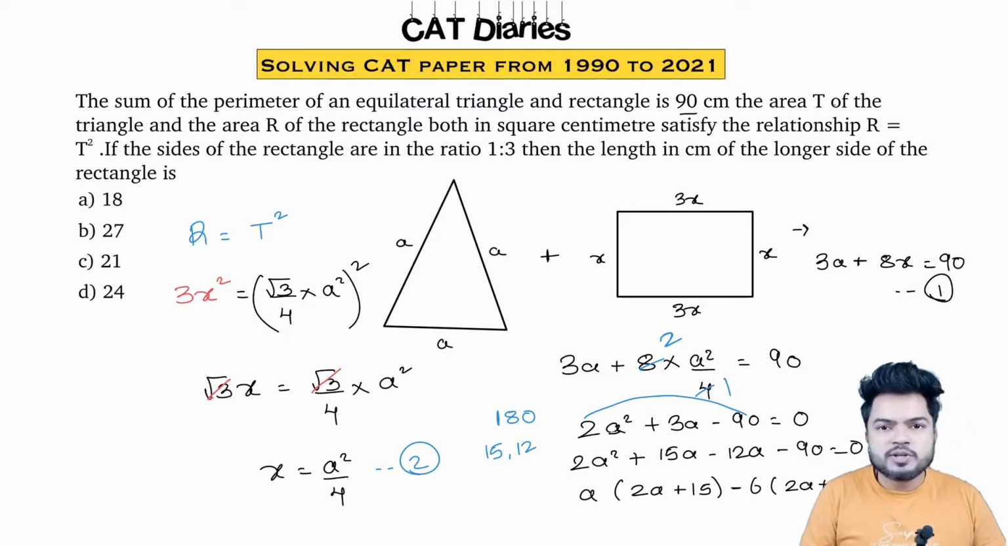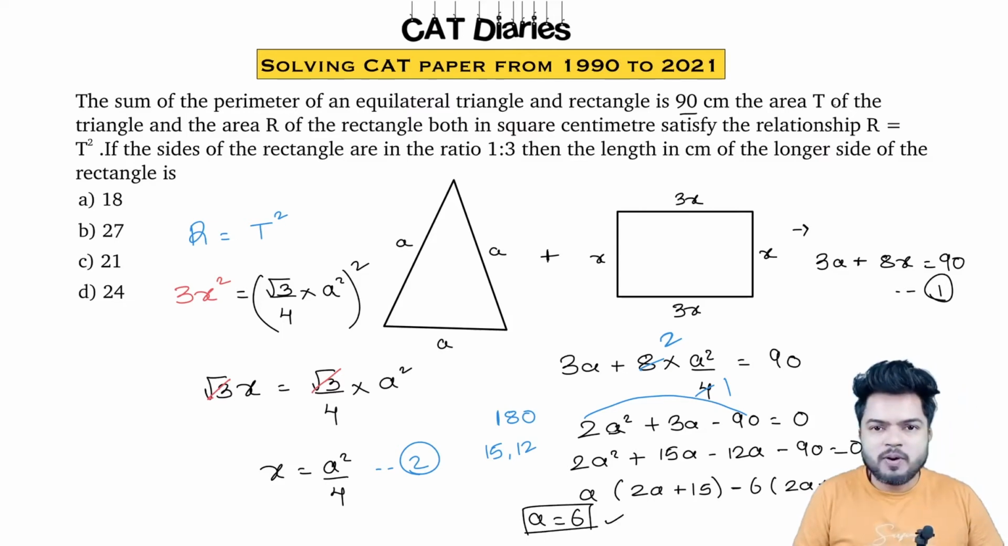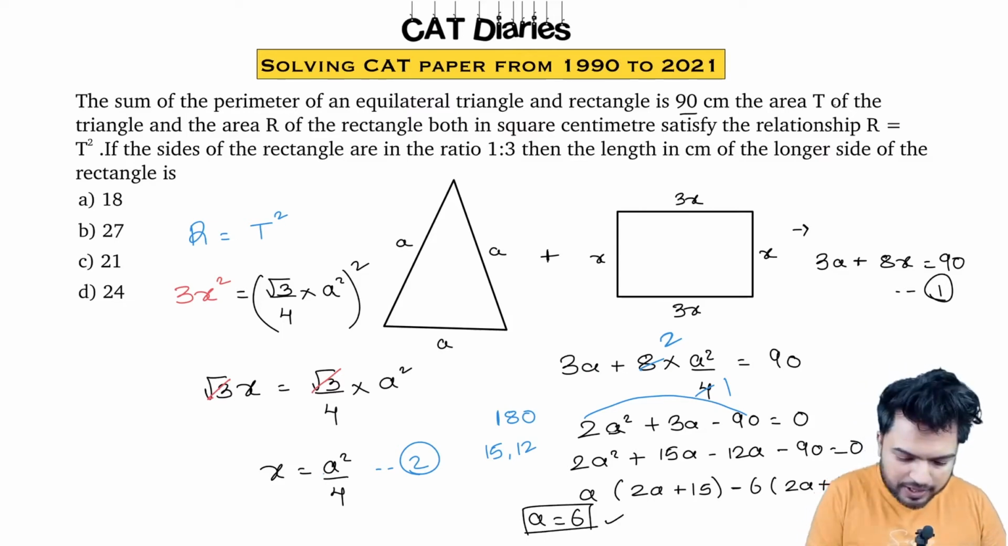So a is equal to minus 15 by 2 or a is equal to 6, right? a cannot be negative because it's a side of an equilateral triangle. So a is equal to 6. Once you get a is equal to 6, the problem is solved. Just substitute it here then. If a is equal to 6, 6 square is 36 by 4, x is equal to 9.